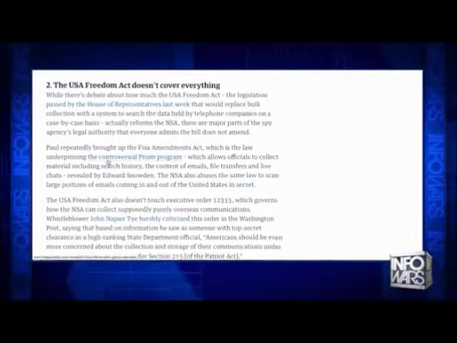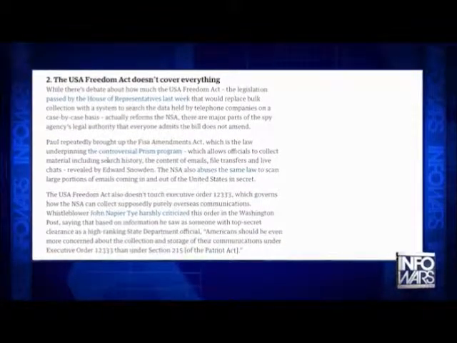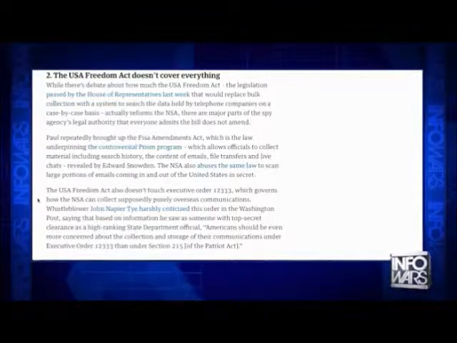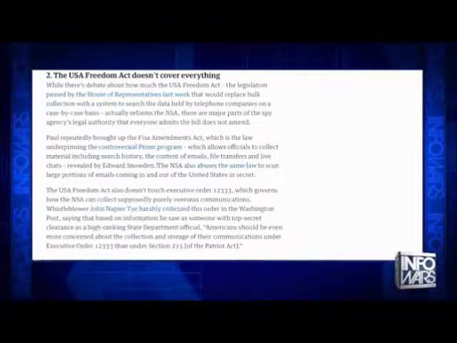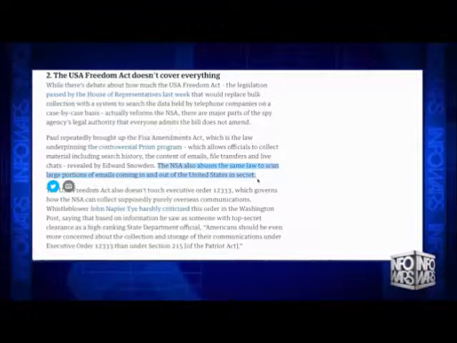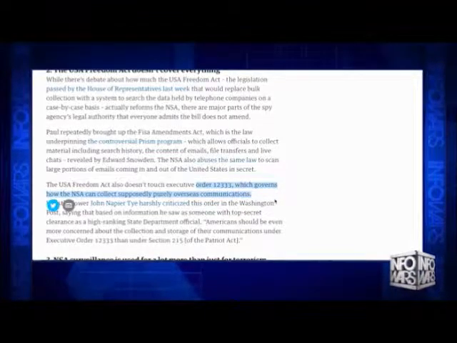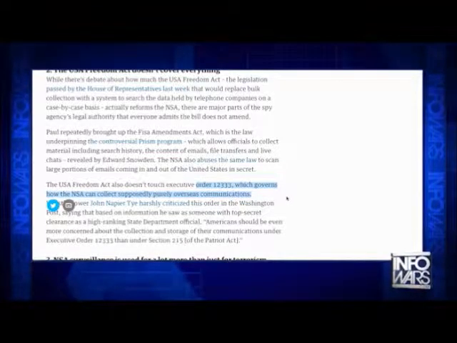Now, Paul kept bringing up the FISA Amendments Act, which allows officials to collect material including search history, the content of emails, file transfers, and live chats. And the NSA also abuses this same law to scan large portions of emails coming in and out of the U.S. And the USA Freedom Act also doesn't touch Executive Order 12333, which governs how the NSA can collect supposedly purely overseas communication. Now, he also said NSA surveillance is used for a lot more than just terrorism cases.